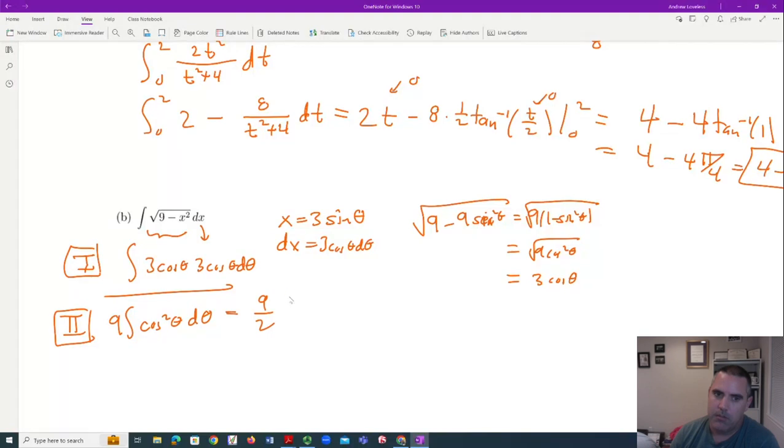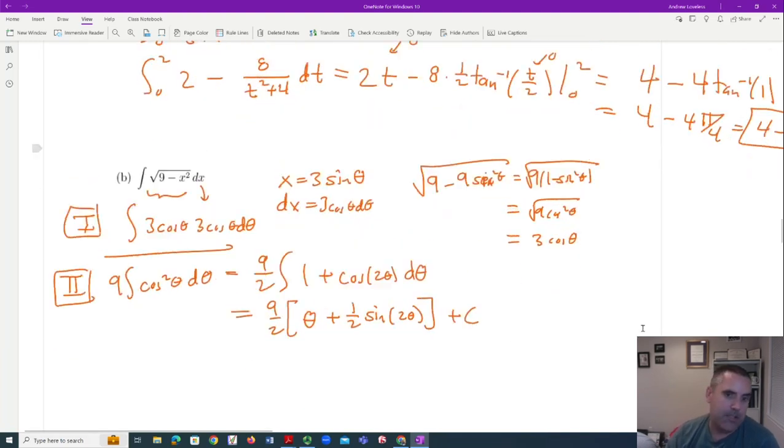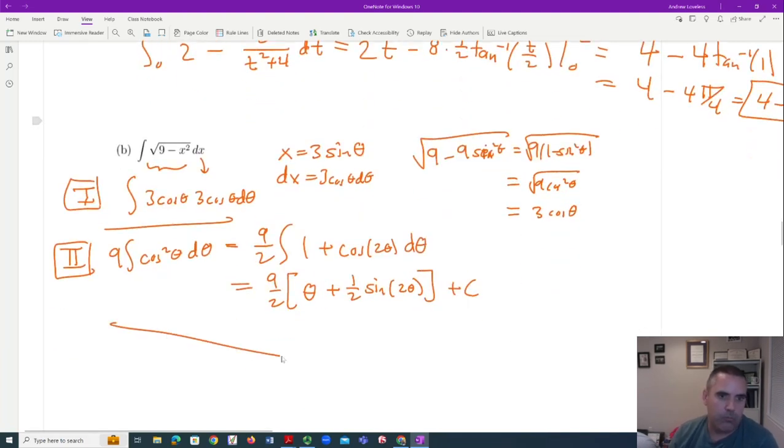So 9 halves, 1 plus. So you need a couple of these plans. So it's going to be 9 halves, and that's going to be theta plus 1 half sine of 2 theta plus c. And there's another piece to this. And the piece here that we talked about, because this was such an important special case.